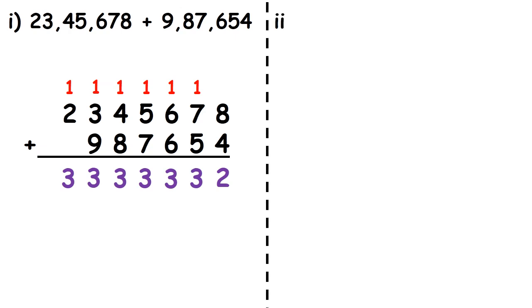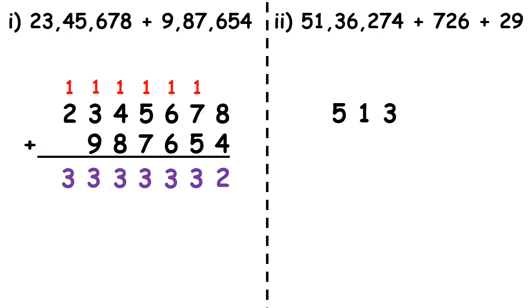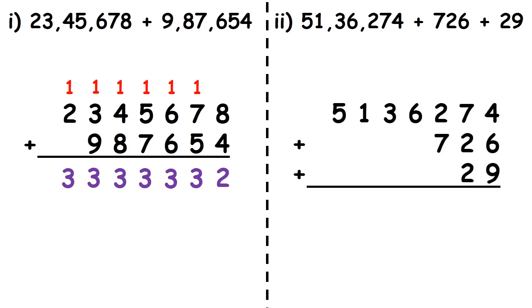Let us now try and add 3 numbers at a time. So, we will add 51,36,274 with 726 and 29. First, let us arrange the numbers as per their place value. 51,36,274 plus 726 plus 29. First we will add the numbers in the units place, that is 4, 6 and 9. So 4 plus 6 is 10, 10 plus 9 is 19. 1 will be carried and we will write 9 in the units place.